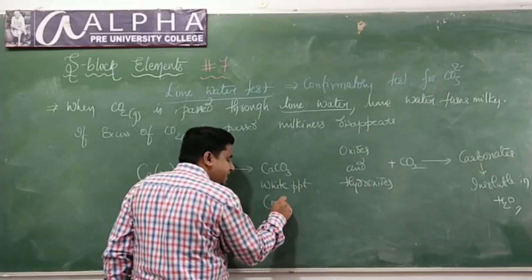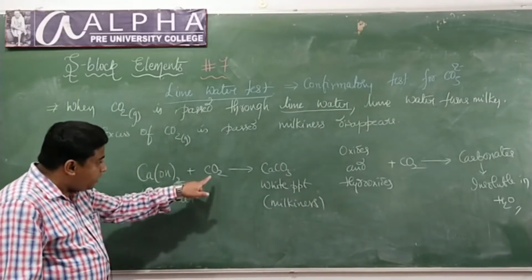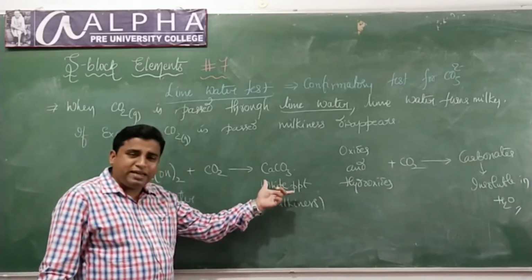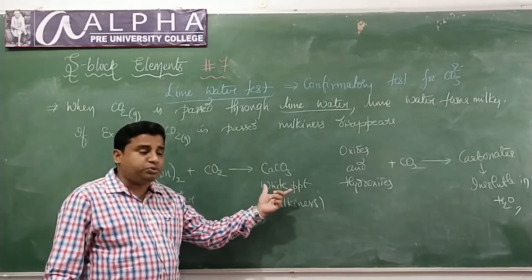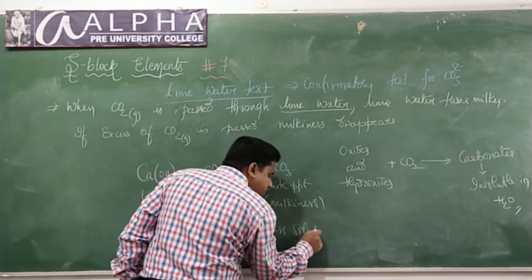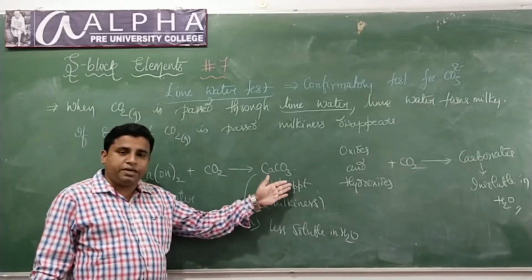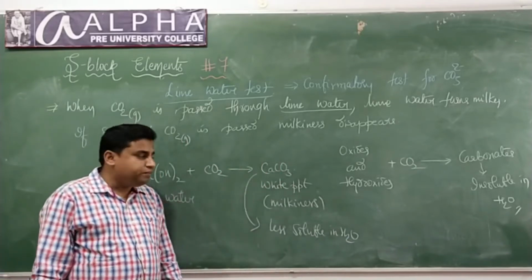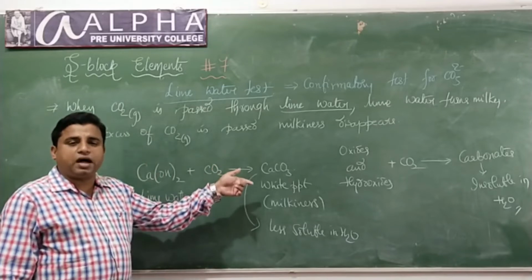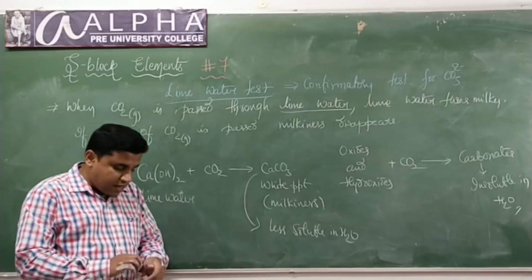That is nothing but milkiness. Am I correct? It forms a white precipitate. That is why when carbon dioxide gas is passed through lime water it turns milky, because milky means white precipitate. Why white precipitate? Because calcium carbonate is insoluble in water. That is why it gives a white precipitate. White precipitate means milkiness. So when carbon dioxide gas is passed through lime water, it turns milky because of the formation of what? Calcium carbonate. Calcium carbonate is insoluble in water. It forms a white precipitate. I hope you got it.